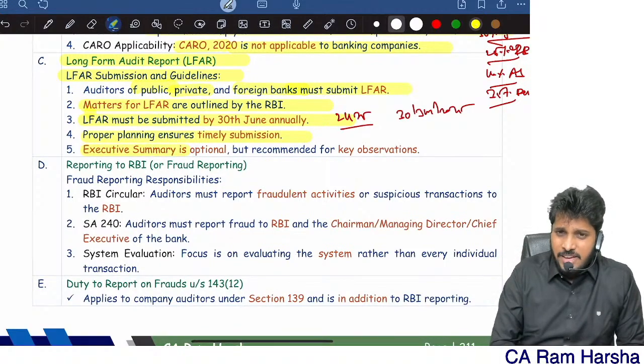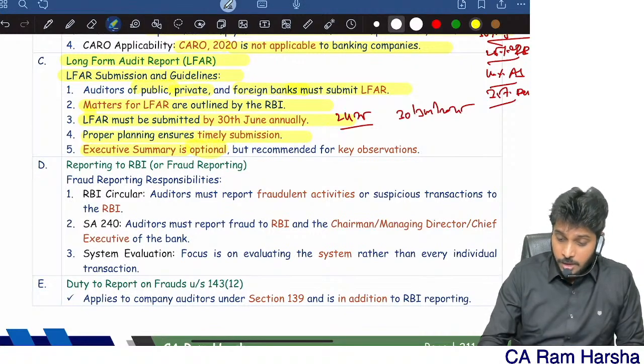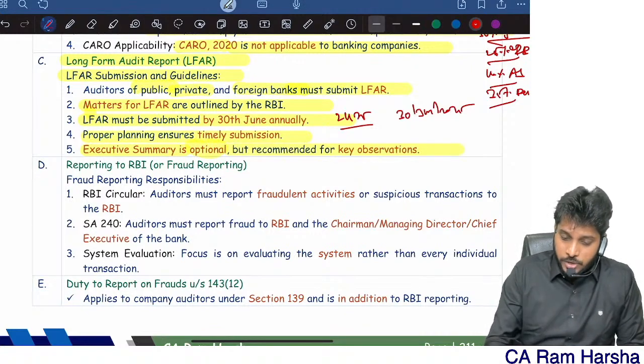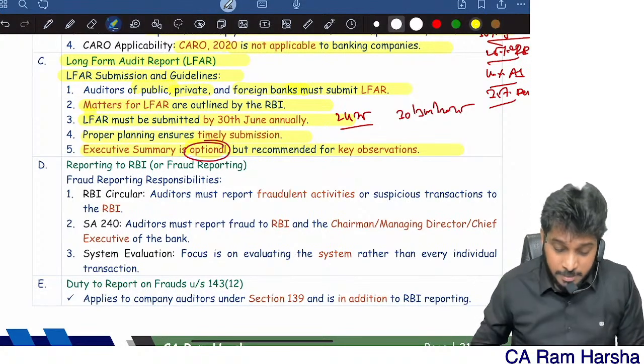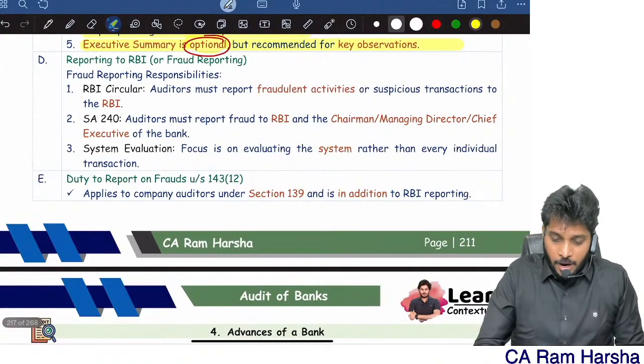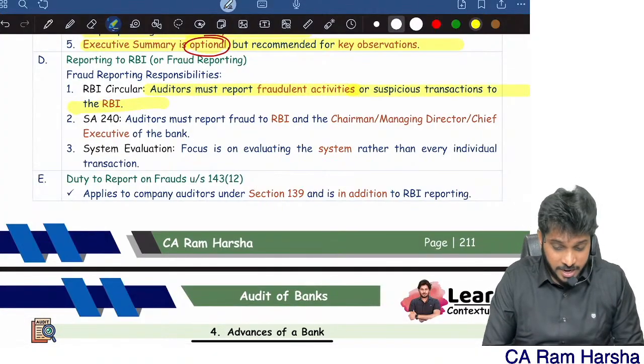Executive summary. For LFAR, can you give a summary of LFAR? Yes, you can give, but that is optional, though recommended for key observations. So the executive summary in LFAR is optional, it's not mandatory. For MCQ it might be important. And finally, the auditor must report fraudulent activities or suspicious transactions to RBI, very important.